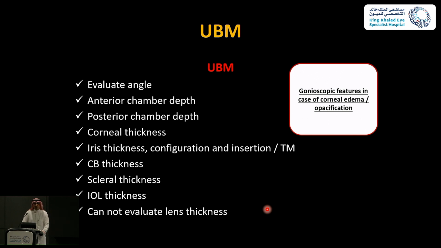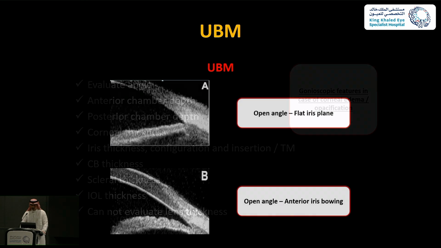So the importance about UBM is that it can evaluate the angle for you. It can give you the anterior chamber depth estimate, posterior chamber depth estimate, corneal thickness, iris thickness, configuration and insertion, and the trabecular meshwork as well, ciliary body thickness, scleral thickness, IOL thickness, but it cannot evaluate the lens thickness completely because of the penetration. So it gives you the gonioscopic feature in case of corneal edema or opacification.